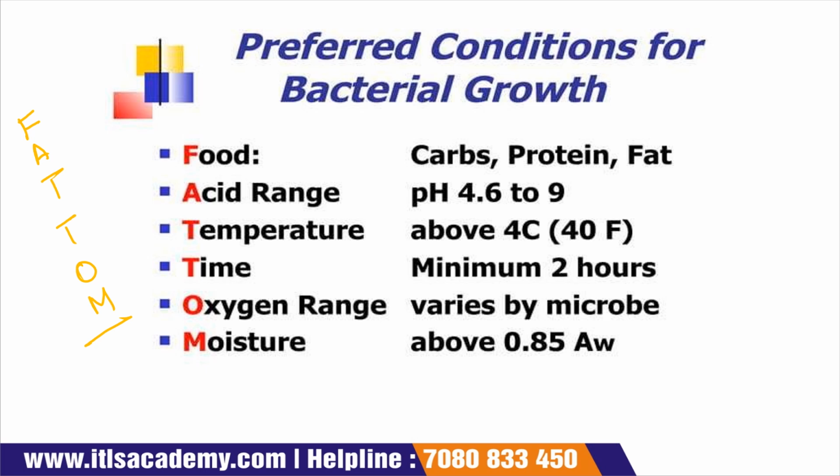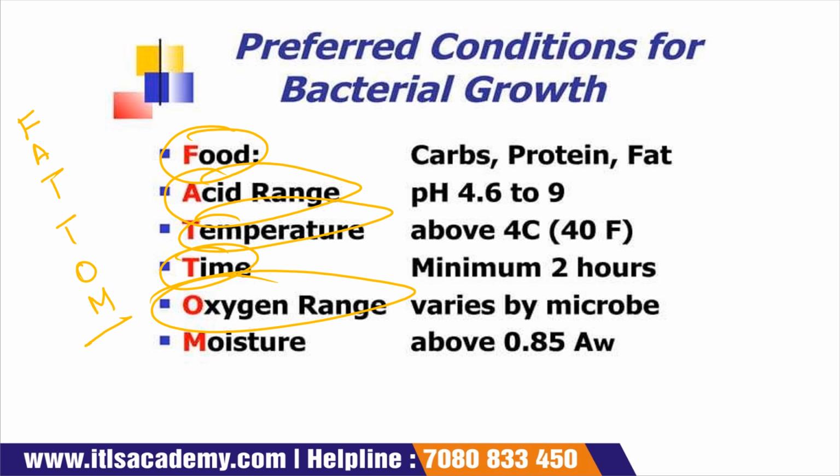This is the basic requirement which bacteria need for their growth. That is your FATTOM. Fat means food. A is for acid range, T for temperature, T for time, O for oxygen range, and M for moisture. Okay, if bacteria have these six factors, then they will grow very fast.